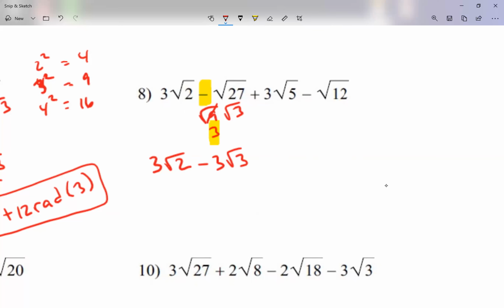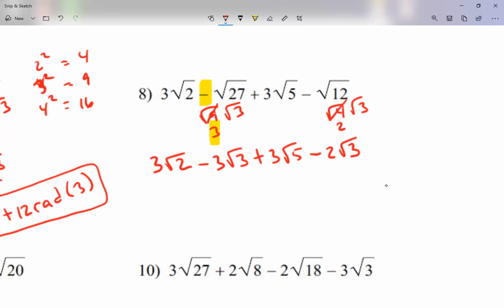My next term, radical 5, nothing I can do. So let me just write that as plus 3 radical 5. Now radical 12, the square root of 12, I can break that. Let me think of that as 4 times 3, because the square root of 4 is 2. So that's going to give me negative 2 radical 3. All right, simplify your radicals first.